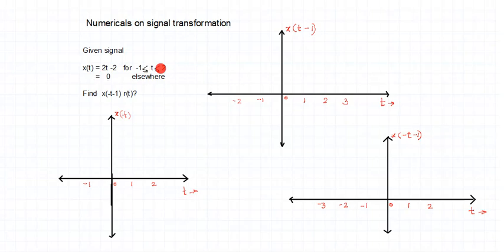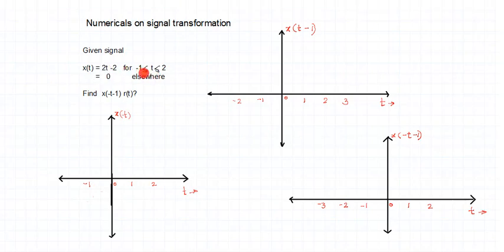So the very first thing is you mark your signal x(t) with the time extending only from minus 1 to 2. So the signal exists only from minus 1 to 2. Everywhere else the signal is 0, right? So we'll now plot the signal for these time instants. So how do we plot the signal? Put the values of t.